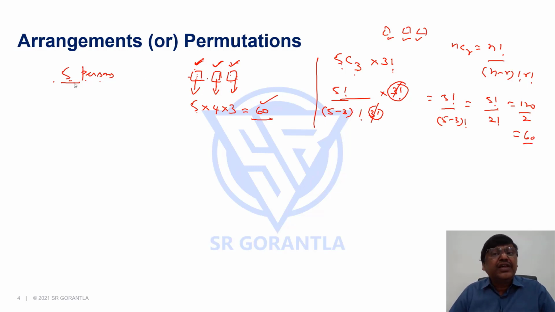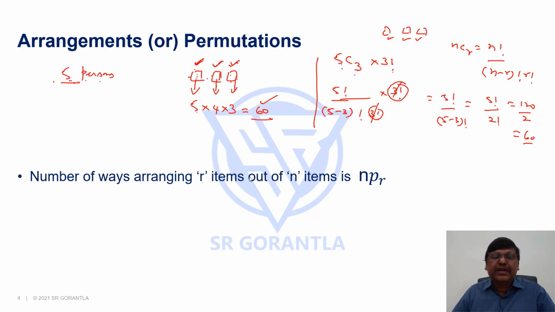So now here we are not arranging all 5 people. We are arranging only 3 persons. So the number of ways of arranging r items out of n items will be nPr. As I said, this has got two stages. First, we have to select r people out of n, like we are selecting 3 people out of 5. First I have to select them in nCr ways, like I selected in 5C3 ways. Then those r people who are selected can be arranged in r factorial ways. It is nCr into r factorial.